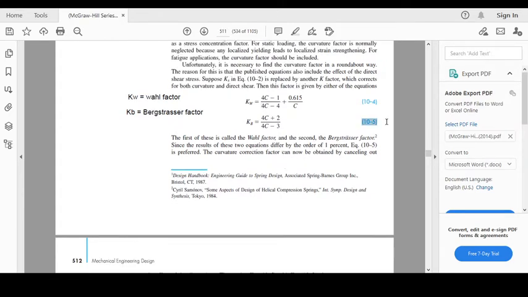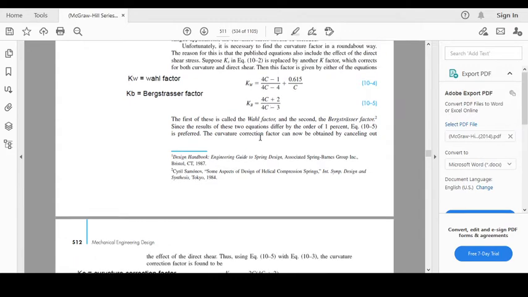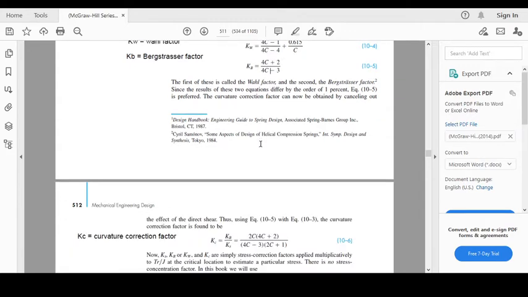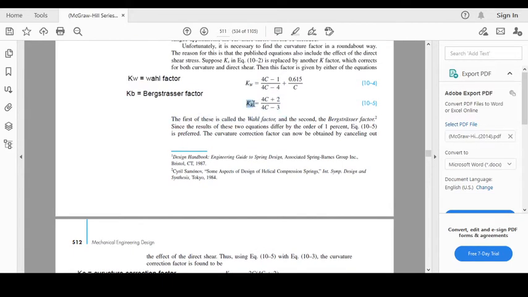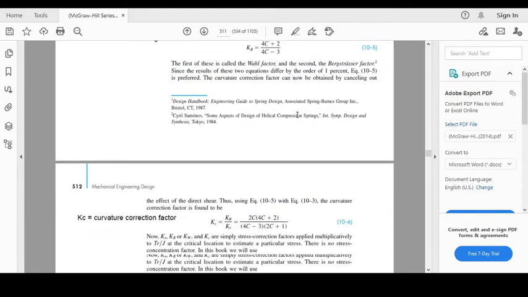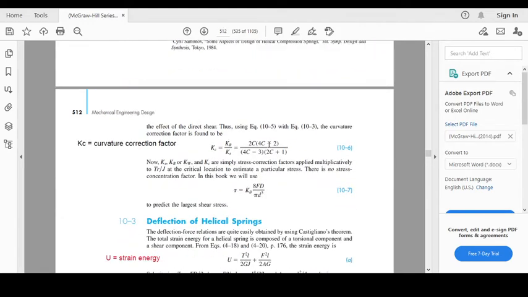Figure 10.5 is preferred. Because, you do the logic: the fewer the equations, the better, because we can type faster. So people use KB. The Bergsträsser factor KB is preferred compared to the wall factor because the difference is only 1%. Not much effect.